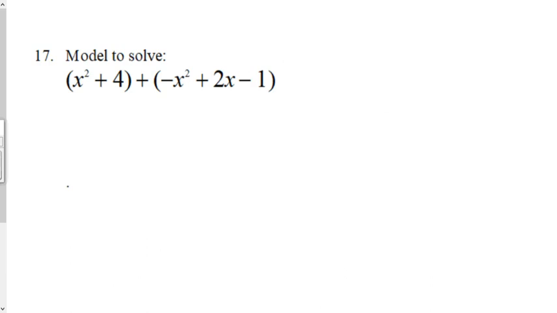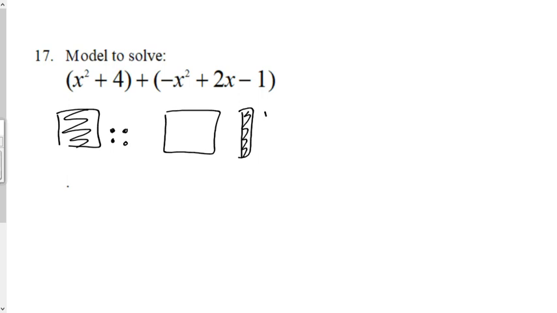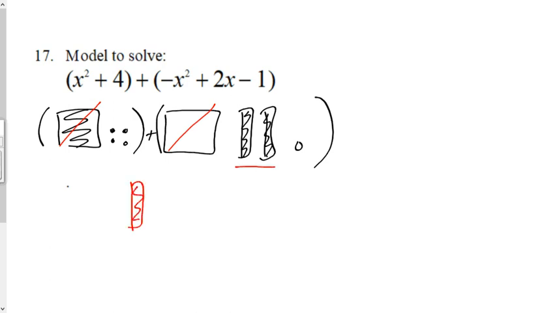Question 17, model to solve. We're adding, so we're just going to draw the first polynomial. This is x squared plus 4. This is negative x squared plus 2x minus 1. These are the two together. If I want to put them in brackets, you can. You don't have to, but you could. When you gather like terms, I'll use my red marker. These two make a zero pair. They're gone. My 2x's are left. They can't be zero paired with anything or gathered with anything. And this one make a zero pair, leaving me with this. And therefore, my answer is 2x plus 3.